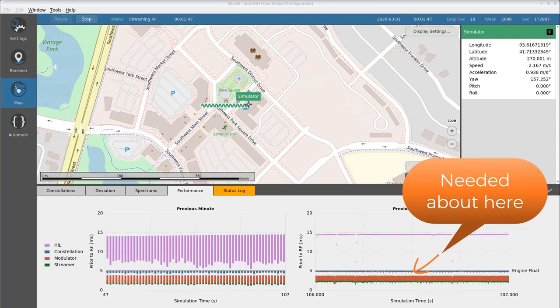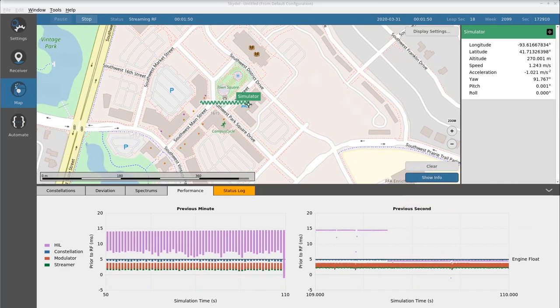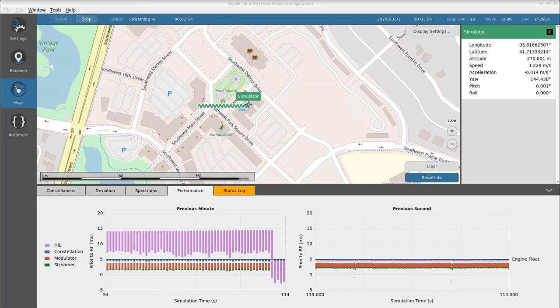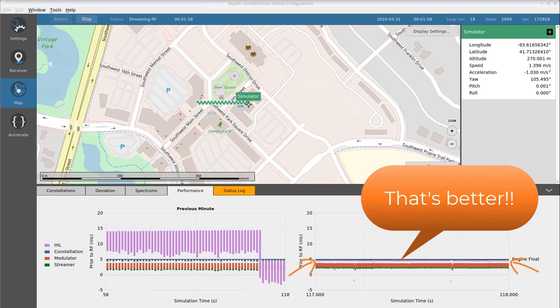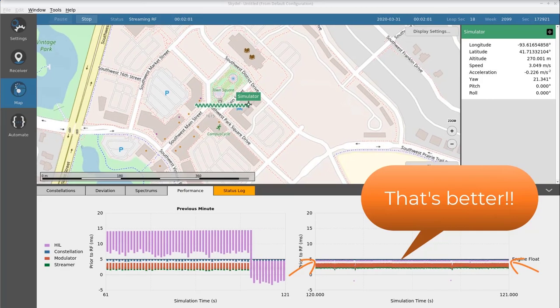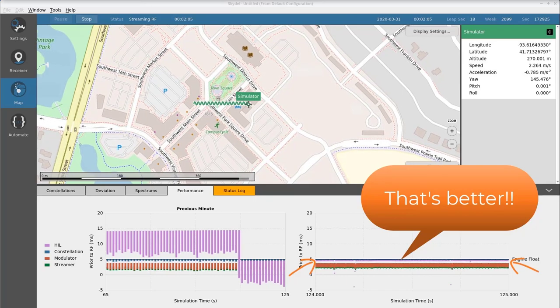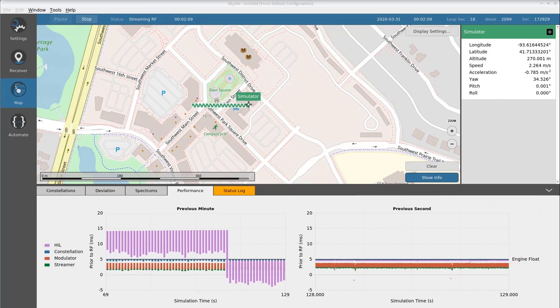Let's adjust the HIL sender so those packets arrive exactly when they need to. Okay, you can see those purple HIL dots are now arriving 5 milliseconds before the RF event. This means that from the time the simulator receives the HIL packet to the time the RF is output on the radio is only 5 milliseconds. Our HIL sender still isn't perfect.